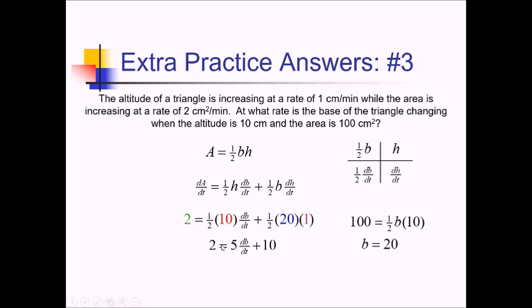And if I subtract 10, that's negative 8. Negative 8 divided by 5 is going to be negative 1.6. And for the units, let's see, base is measured in centimeters, time is measured in minutes, so negative 1.6 centimeters per minute.